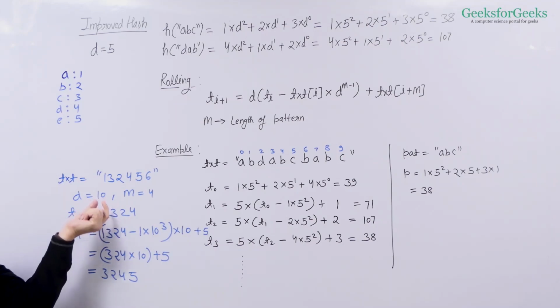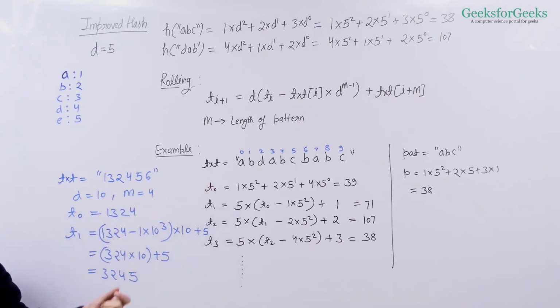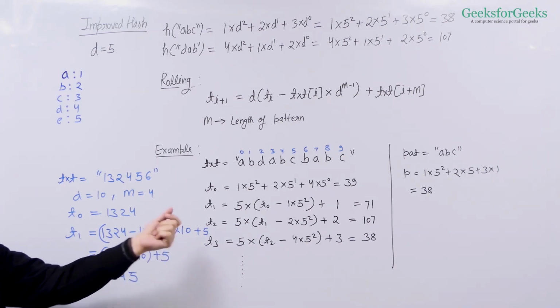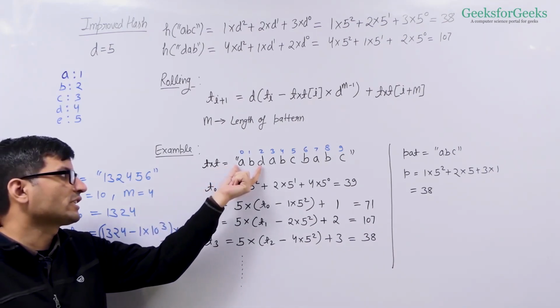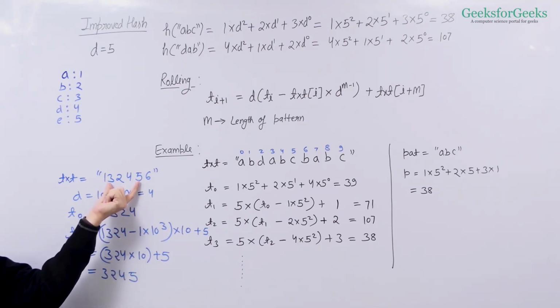So we took d equal to 10 and we took the window size as 4. Here the window size is 3. And we are doing exactly the same in base 5 for these characters as digits, right? What we did here is find the value of this window using the value of the previous window.